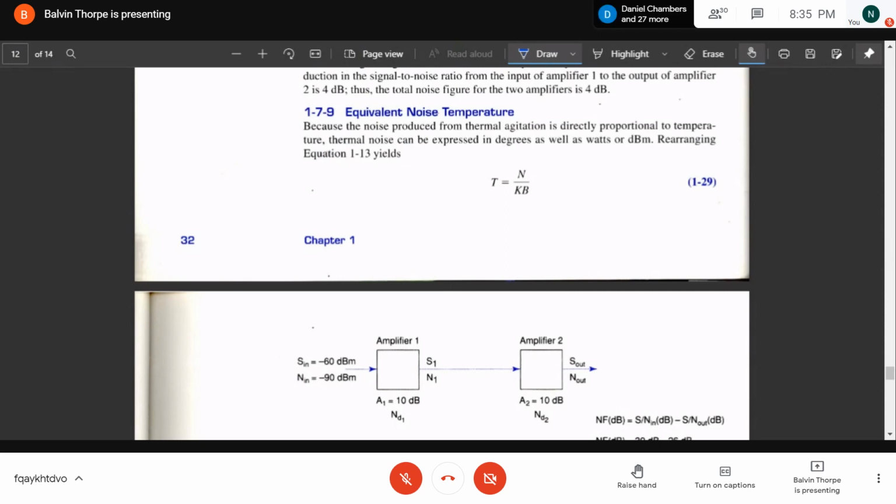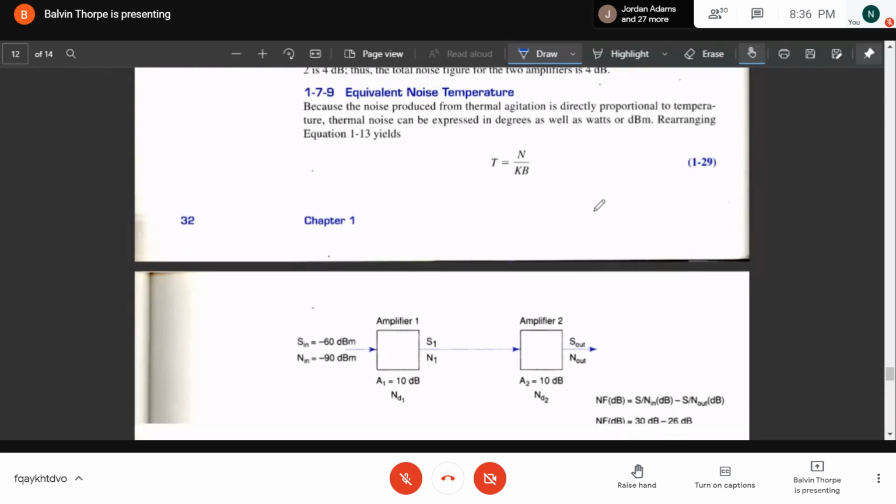All right. So, is it because noise produced from thermal agitation is directly proportional to the temperature? Thermal noise can be expressed in degrees as well as watts or dBm. And if we arrange the equation that noise power equals kTB to find T, then T could be expressed as equation 129.